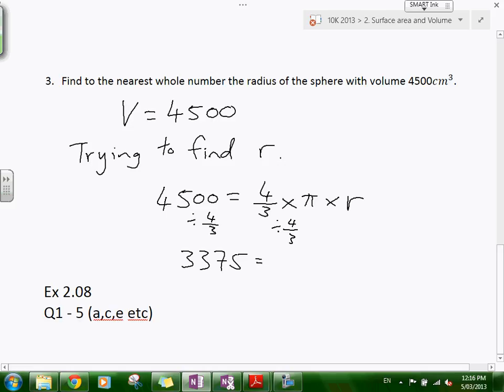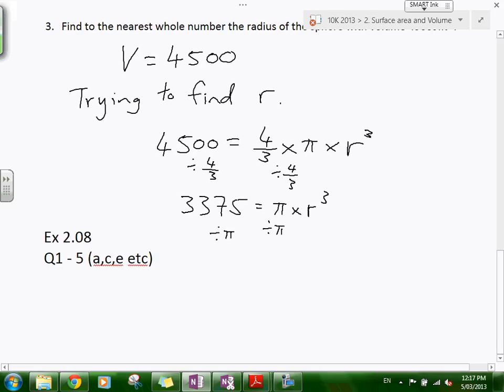So 3375 equals pi times r cubed. How do I get rid of this pi here? What do I divide it by? Pi. He said peevish. No, Luke, I almost said it. But then I thought, probably shouldn't say that. Anyway, you said it, that's alright. That's good. Okay, divided by pi.